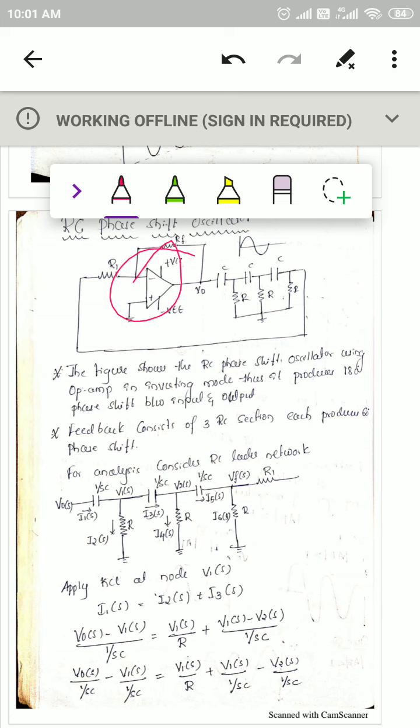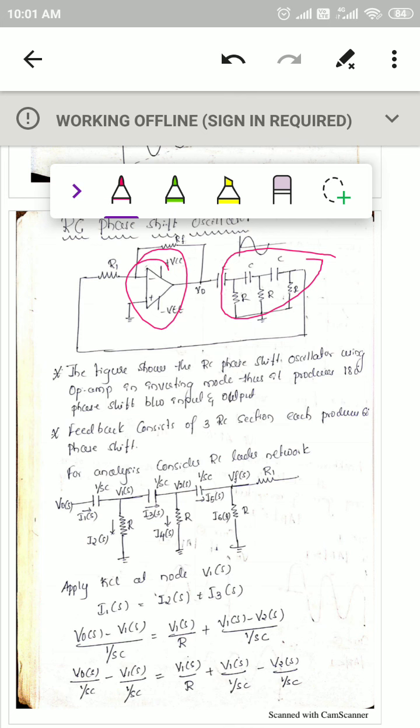We want another 180 degree phase shift. That 180 degree phase shift is achieved by using this R and C ladder network. Each RC combination will produce 60 degrees of phase shift, and the total phase shift from the ladder will be 180. So 180 from this inverting amplifier and 180 from this RC ladder network, so 360 phase shift is produced around the loop.